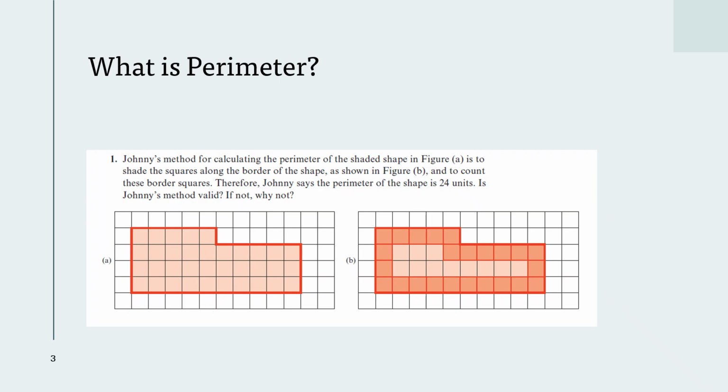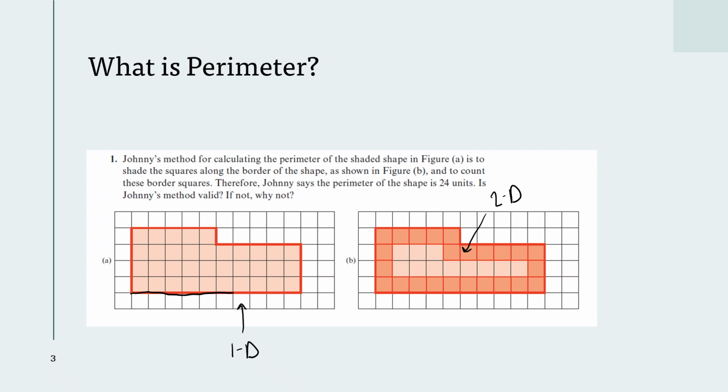Now, this is from one of your exploration activities where Johnny thinks of the perimeter as the outside of the shape, so he shades the squares. Now, he's using squares, which are two-dimensional shapes, to measure a one-dimensional attribute. This is a thing that students often mess up when they are not thinking about what perimeter means. Perimeter is a one-dimensional measurement.